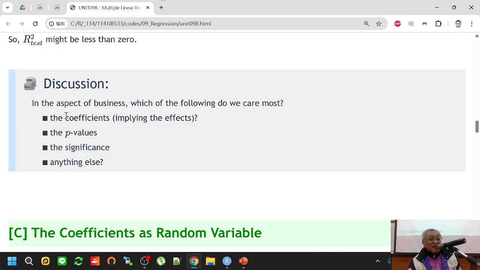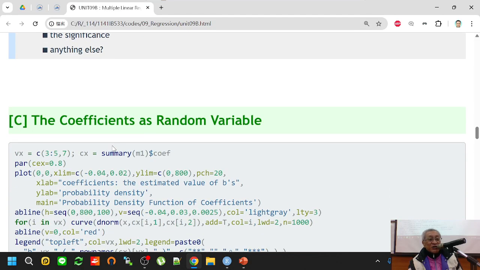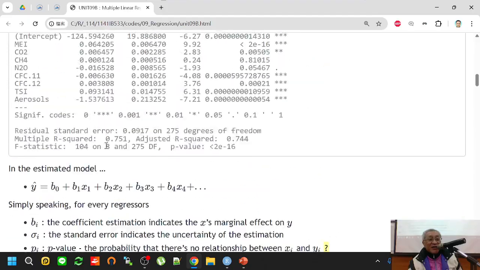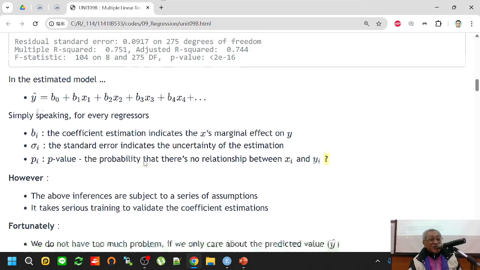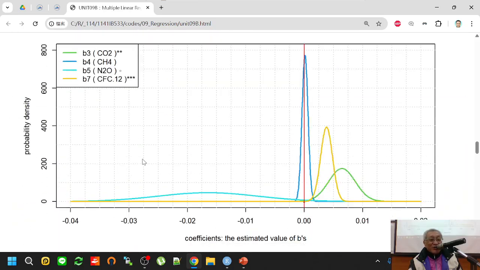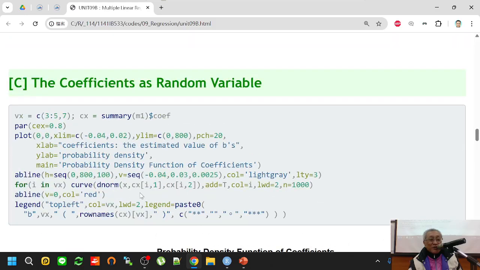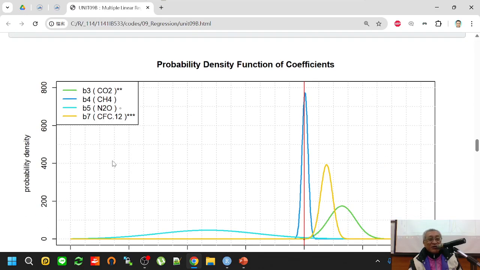But the coefficient estimation is, as I told you, only the expected value. In addition to the expected value, we also need to consider its standard error. As I told you, uncertainty is always there. With this expected value, it comes with a standard error. So in this chart, don't worry about the code, just take a look at this chart.